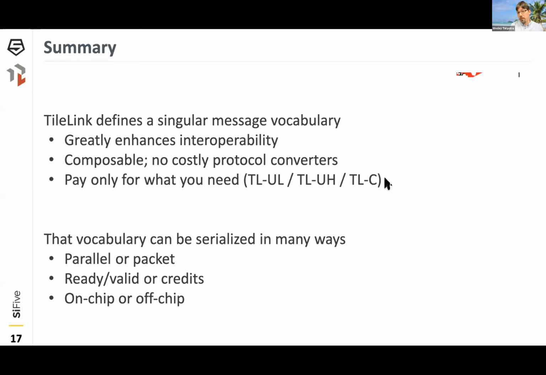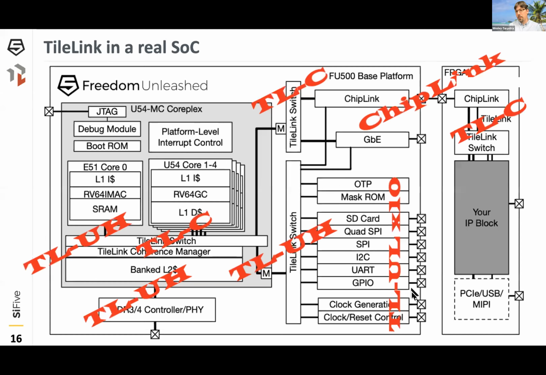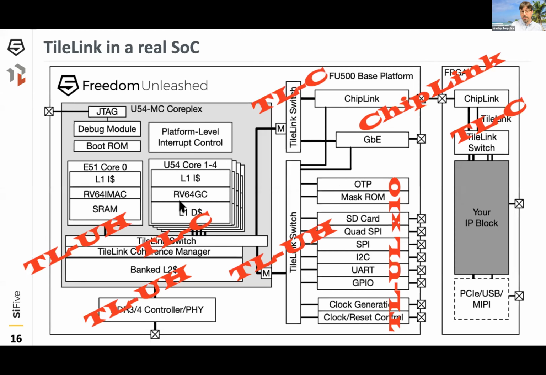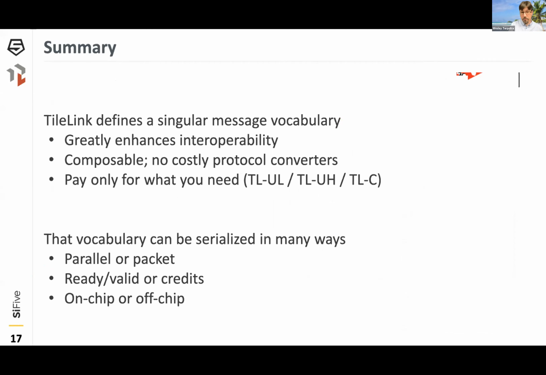And because we have the three conformance levels, you only have to pay for what you need. Here we had all these tiny peripherals. They could just use a simple protocol and not pay a lot of hardware, because there are a lot of them. But here on the cores, we want to pay the hardware for caching, so we do.